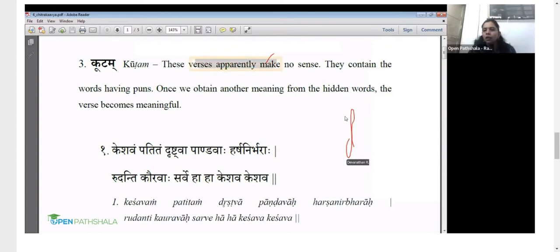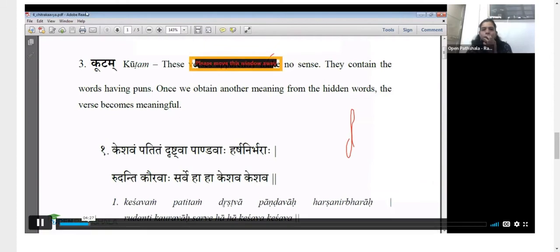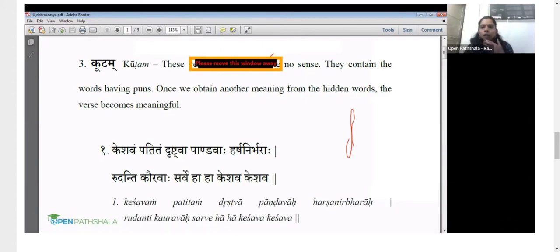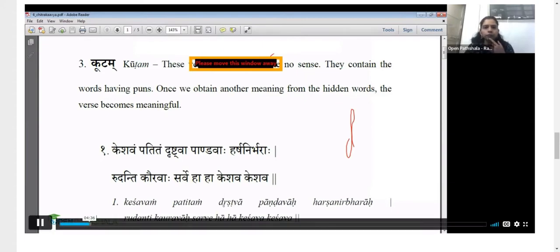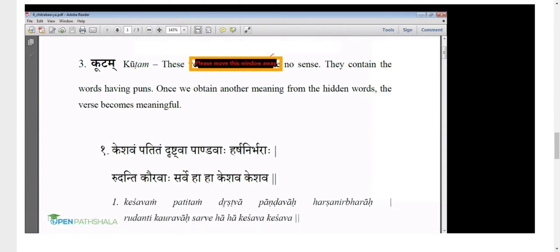Could you please make your annotations off? I'm seeing the annotations on my screen. I don't know. Rahul, will you please help? I don't know who is annotating, but is it gone now? Yeah, it is gone now.